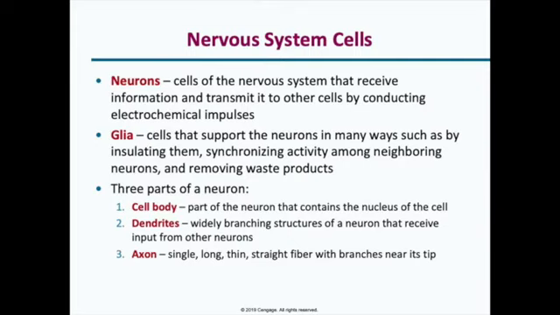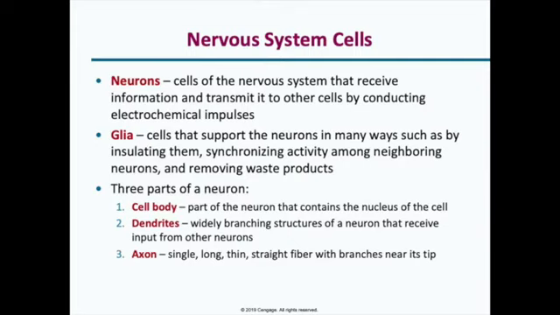in the spinal cord. The nervous system also contains other kinds of cells called glia that support the neurons in many ways, such as by insulating them, synchronizing activity among neighboring neurons, and removing waste products. The glia are smaller but more numerous than neurons. Neurons are similar to other body cells in most ways. The most distinctive feature of neurons is their shape, which varies depending on whether they receive information from a few sources or many, and whether they send impulses over a short or long distance.